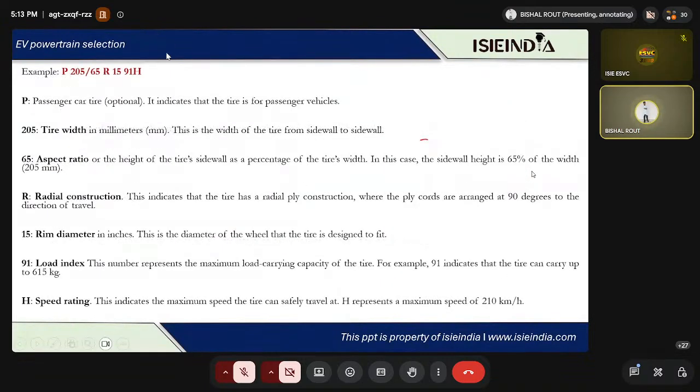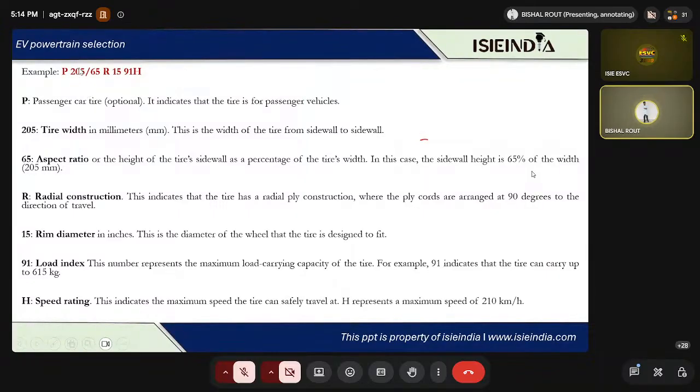So if I look at the tires, you can see a lot of numbers being written. Basically, they are written on the sidewalls, right? The first letter P represents a passenger vehicle, but nowadays tires often don't have the P written. Directly they have started writing from 205.